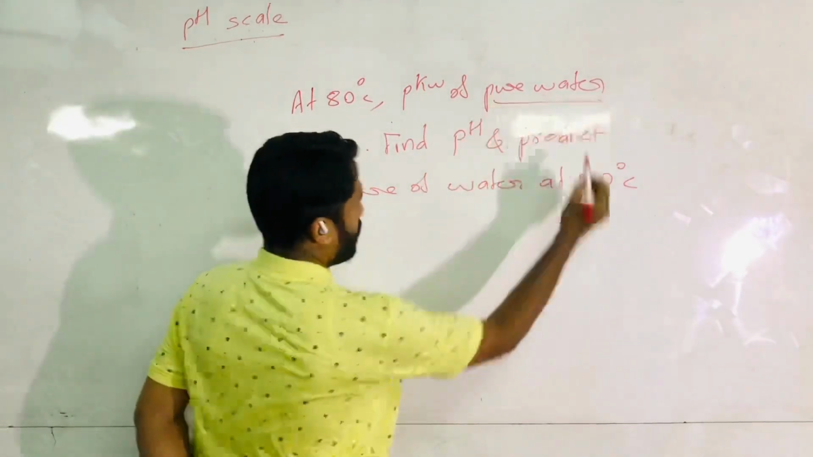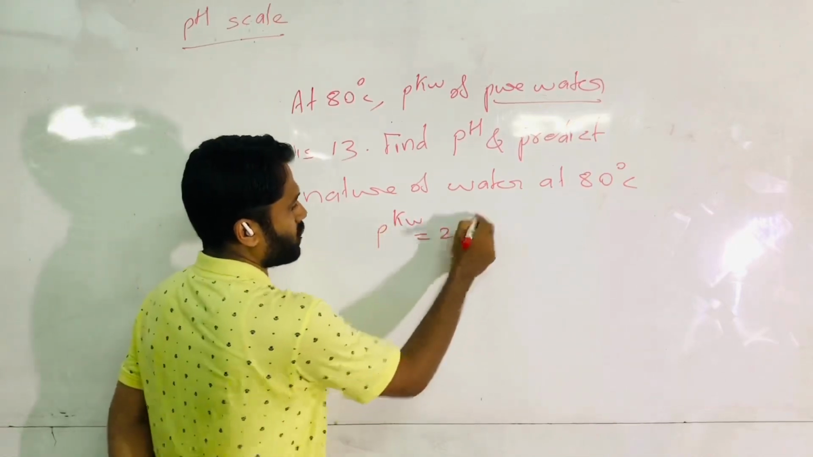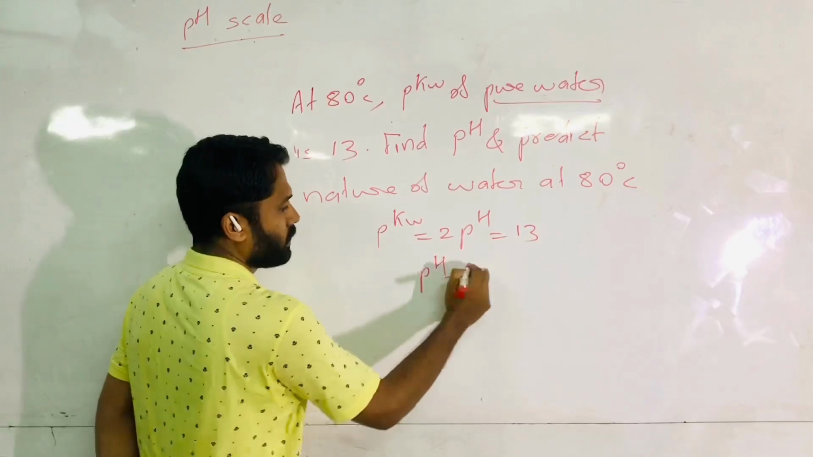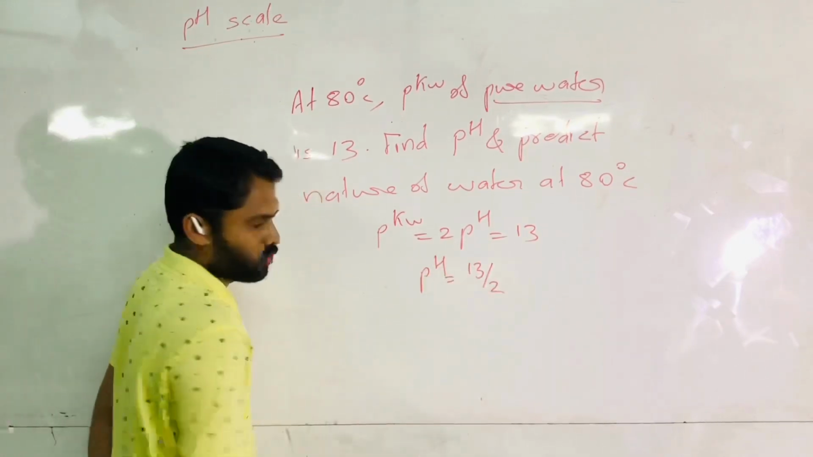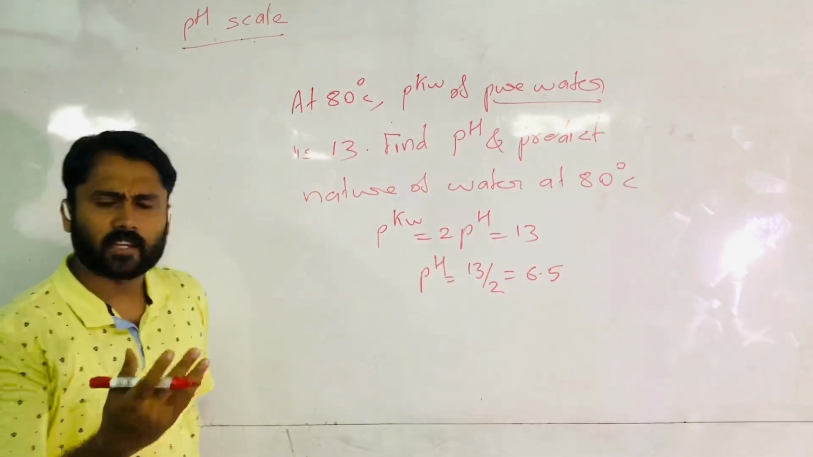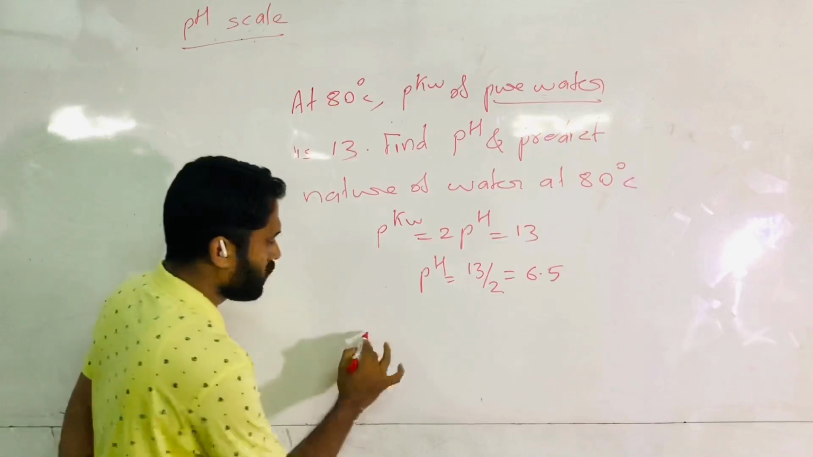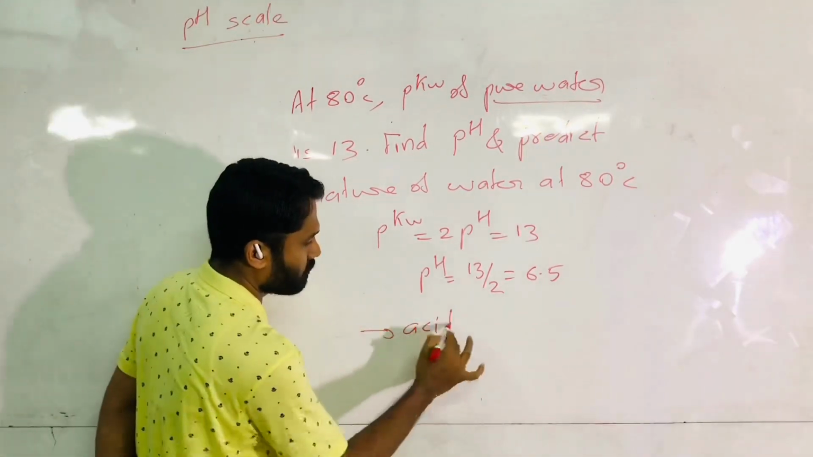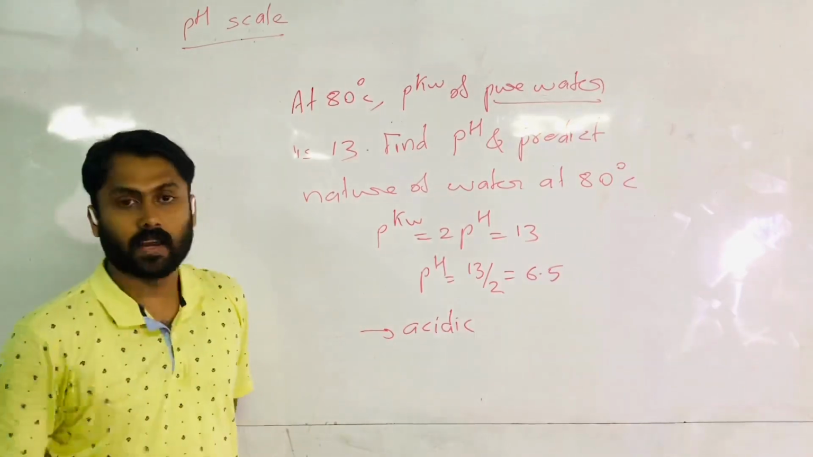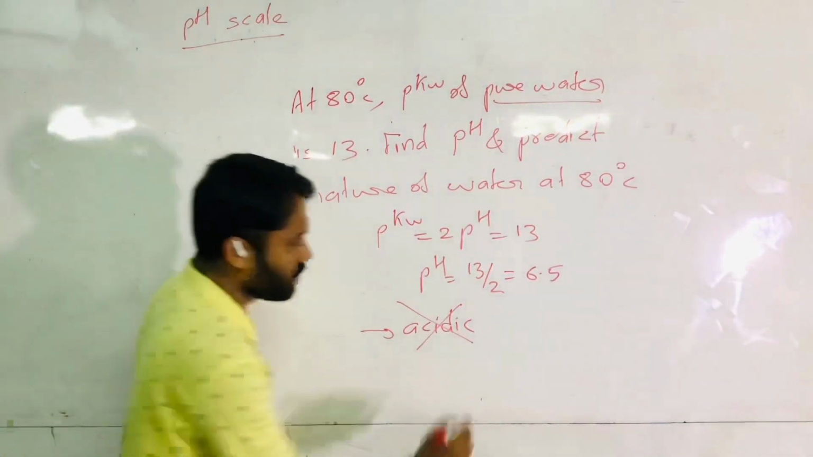Since it is pure water, pKw equals 2 pH. That's equal to 13. So, pH will be 13 by 2, that is 6.5. If we get a pH value of 6.5, normally students will say that it is acidic. What is the reason? If pH is less than 7, it is acidic. But here, this answer is wrong. Still, it is neutral.